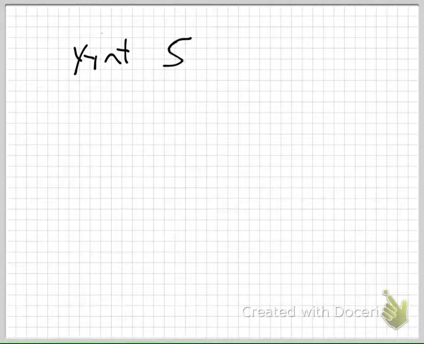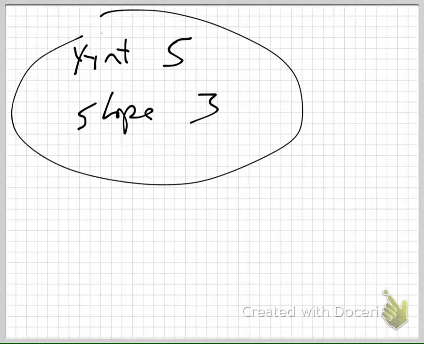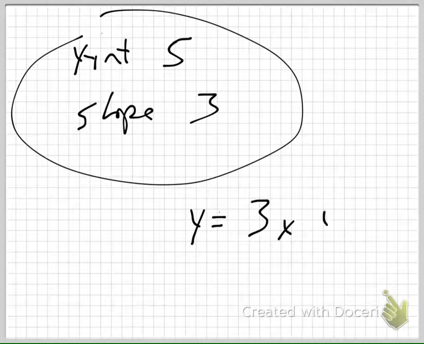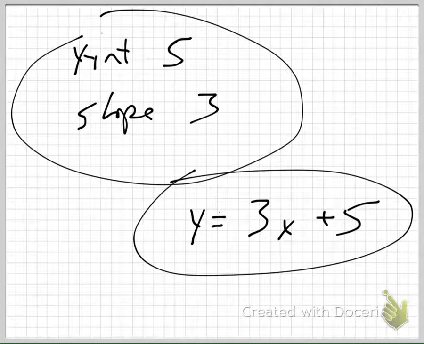And they'll say the y-intercept is 5 and the slope is 3. Can you write that for me in slope-intercept form right now? What would it be? Y equals 3x plus 5. Simple, right? You can do that if I've given you the slope and I've given you the y-intercept.